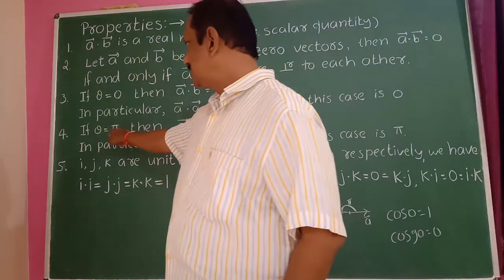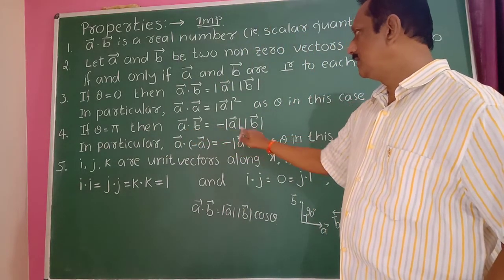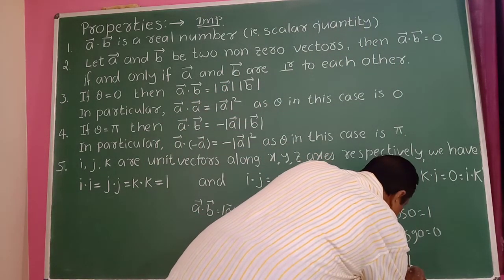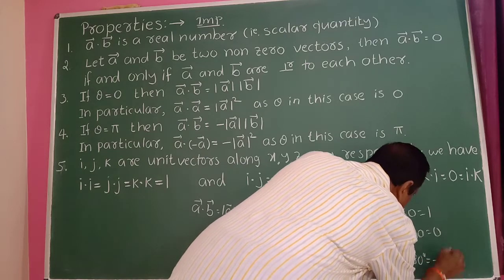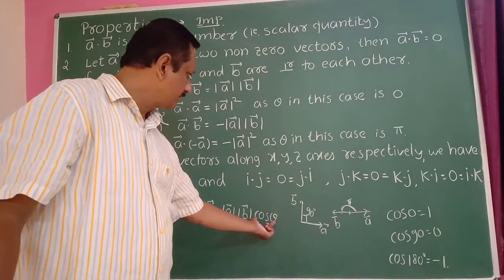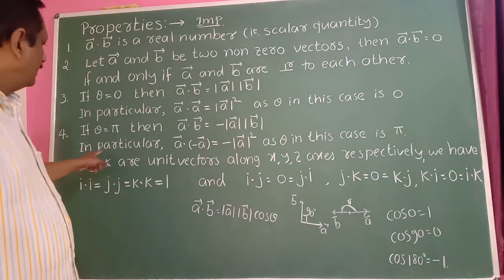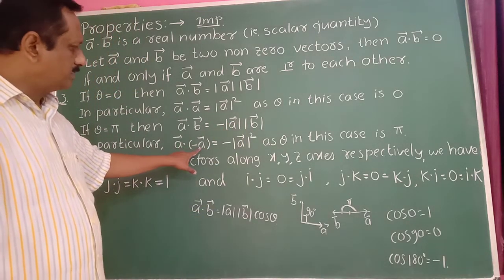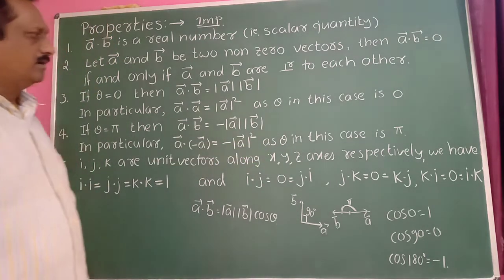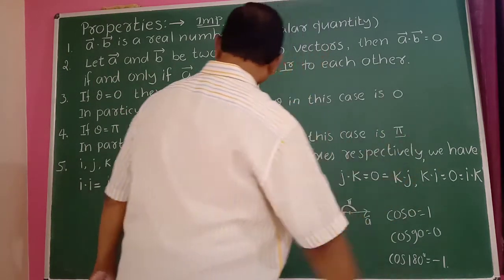So therefore, if theta is equal to pi, then A bar dot B bar is minus of modulus of A bar into modulus of B bar. You know that cos of pi, cos of 180 degrees, is minus 1. So this becomes minus of modulus of A bar into modulus of B bar. In particular, A bar dot minus of A bar is equal to minus modulus of A bar square, where theta is the angle between the two vectors. Here, the angle between the two vectors is pi.